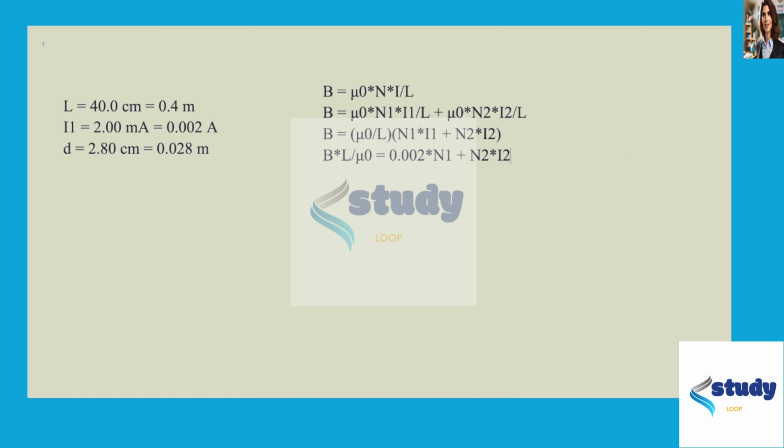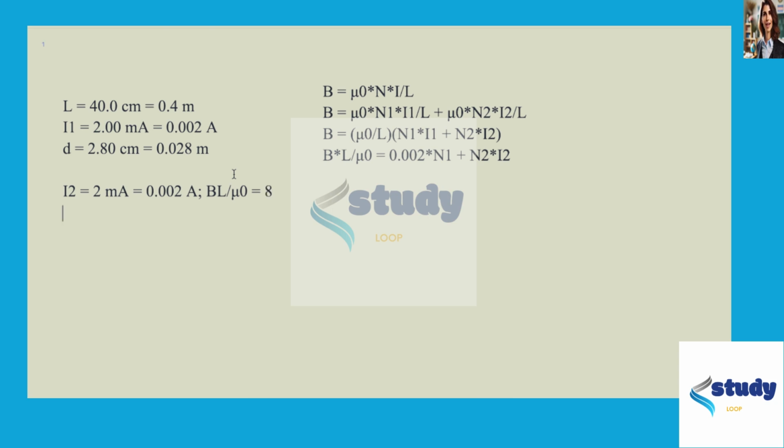A good thing to do is to look for points that look really easy to use, points that lie right on an intersection, where we can really estimate a good value for them. So the first point that I'm going to use is where I2 is equal to 2 milliamps, so that's 0.002 amps. When we have that, this factor BL over mu naught, if we look at the value on the y-axis, is equal to 8.